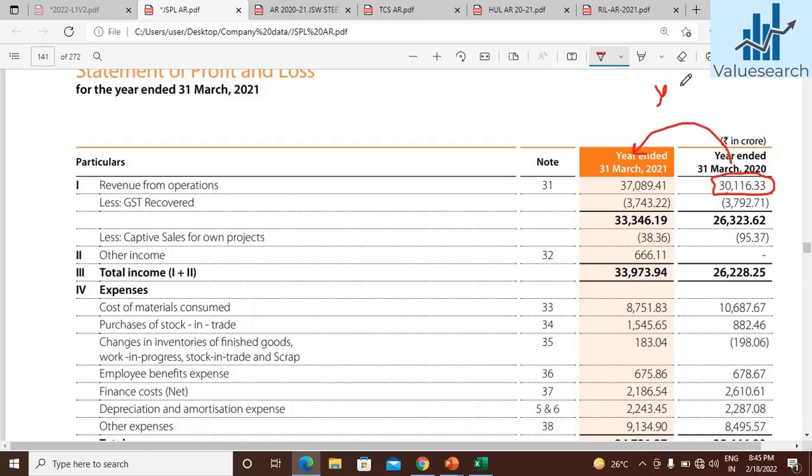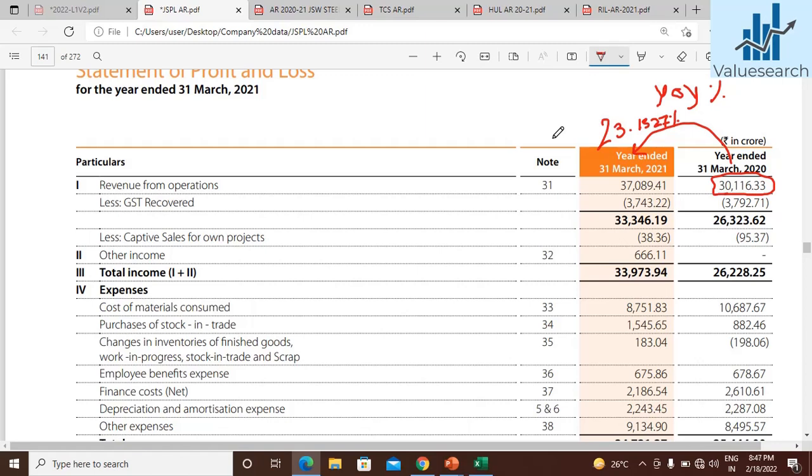What is the company's year on year growth rate? Let us calculate once again for your understanding. 37,089.41 minus 30,116.33 divided by 30,116.33 into 100 gives 23.15278787. So year on year, Jindal Steel and Power's standalone revenue from operations has grown by 23.1527%.